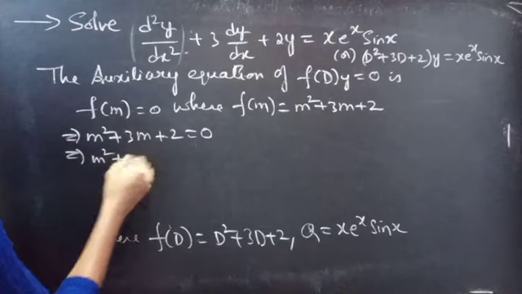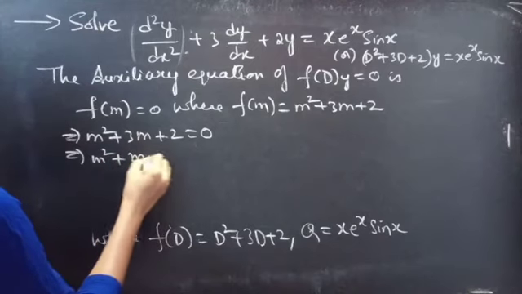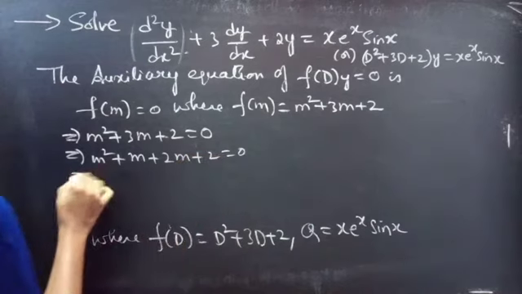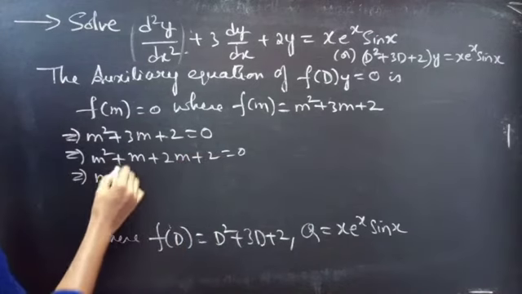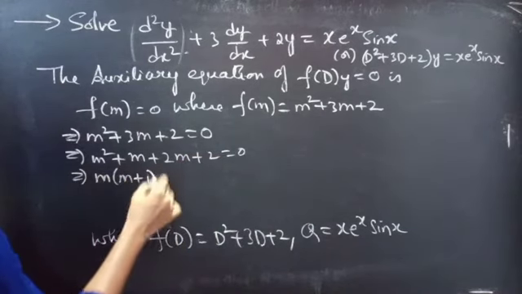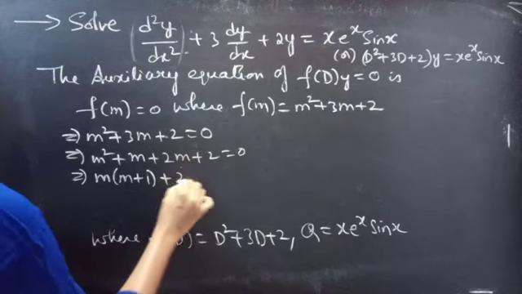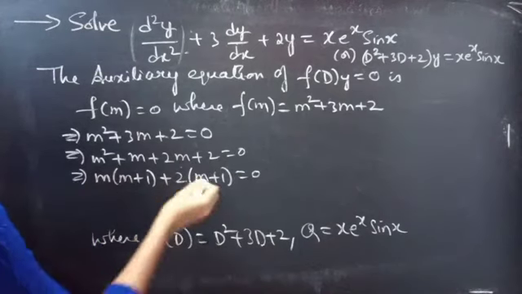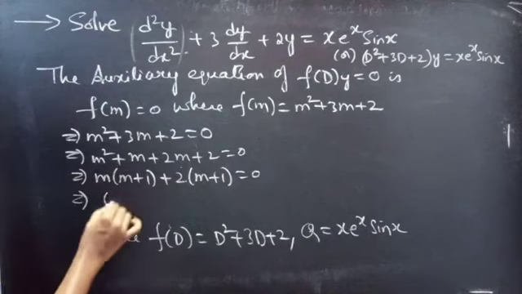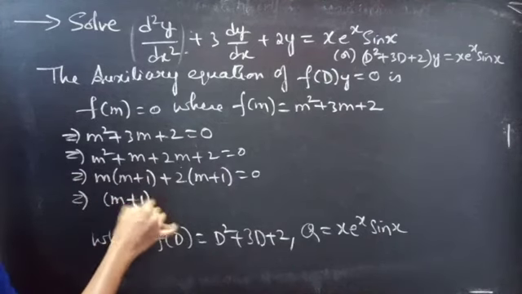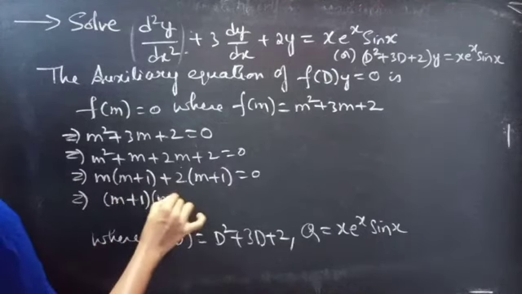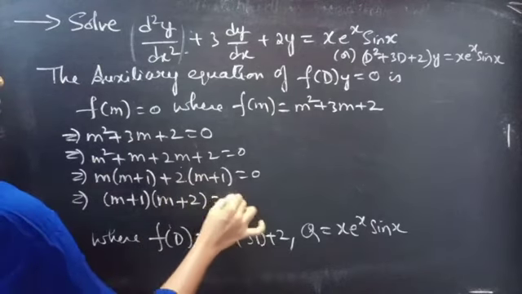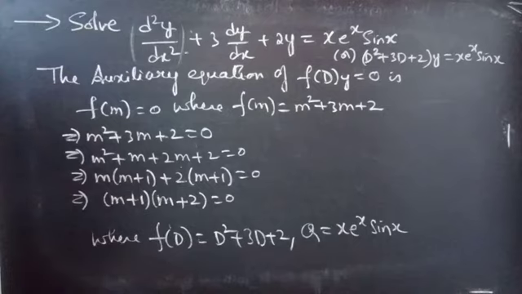Now split this 3m as m + 2m + 2 = 0. Take m common from the first two terms, we'll get m(m + 1). And take 2 common from the next two terms, we'll get 2(m + 1) = 0. If you notice, we have m + 1 in both the terms. So let's take m + 1 common, then we'll get (m + 1)(m + 2) = 0.